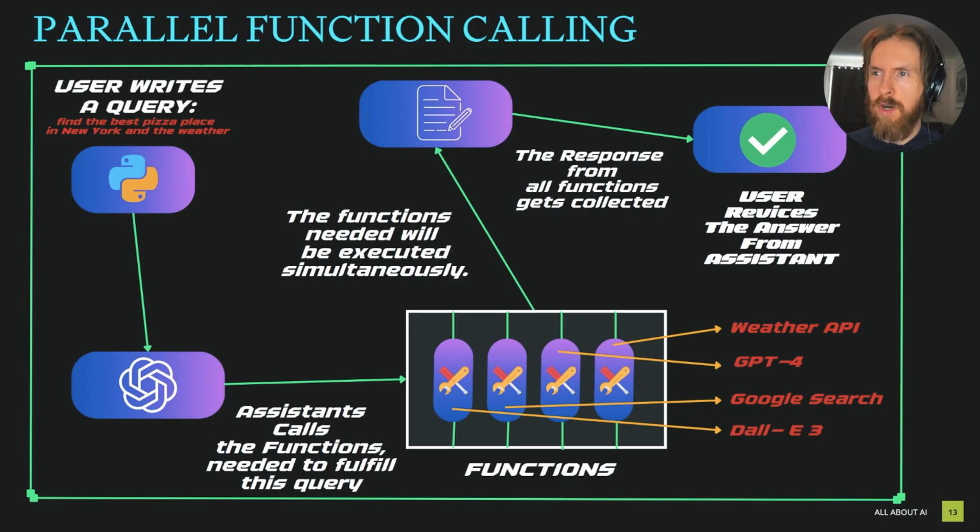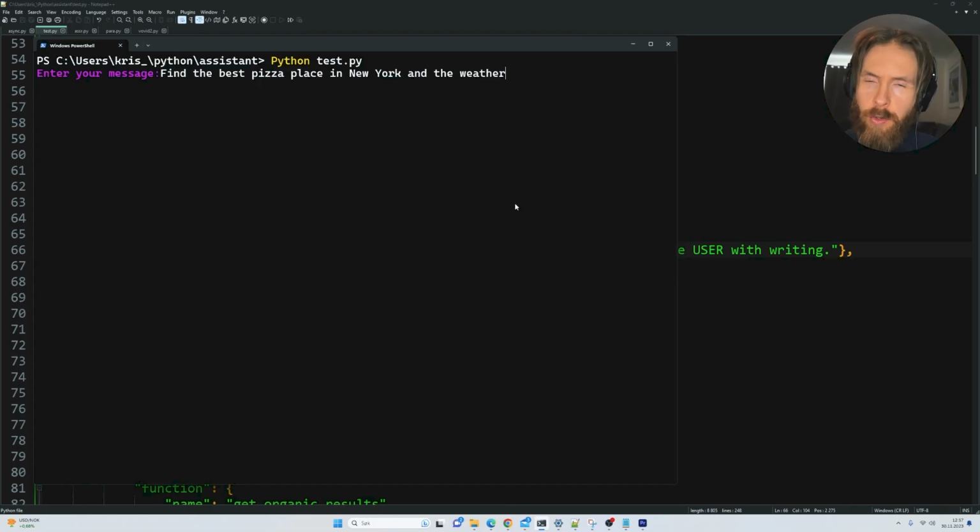I think we're just gonna go straight to an example, and then we go back to the code a bit, and then we do more examples so you get the grasp of this. And we can really see how functional and dynamic this is, right? So just to show you how this works, let's enter our message. We're just gonna go with "find the best pizza place in New York and the weather." So I just hit enter. This is the user query, right?